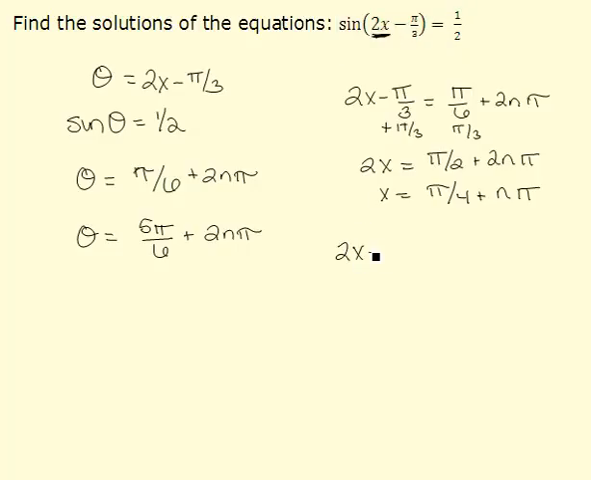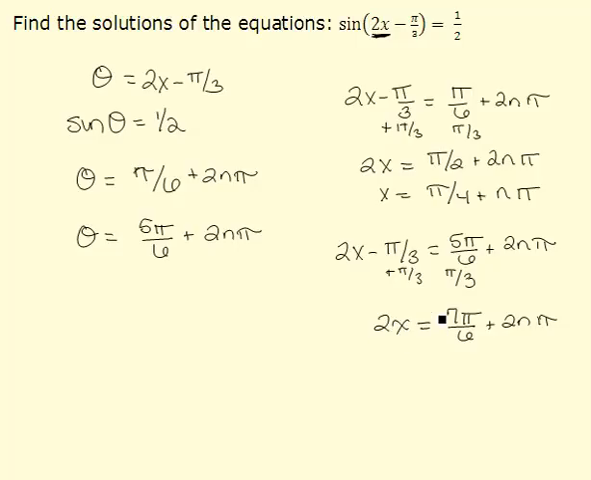Likewise, we can solve the other general solution, where 2x minus pi over 3 is equal to 5 pi over 6 plus 2n pi. Again, adding pi over 3 to both sides, we would get 5 pi over 6 plus 2 pi over 6, which is 7 pi over 6. So 2x is equal to 7 pi over 6 plus 2n pi. Dividing everything by 2, we would get the general solution 7 pi over 12 plus n pi.